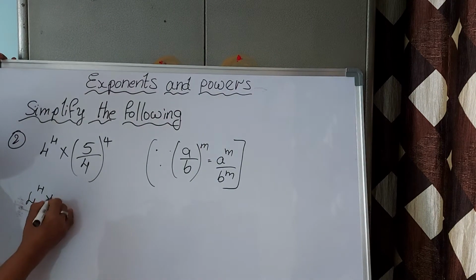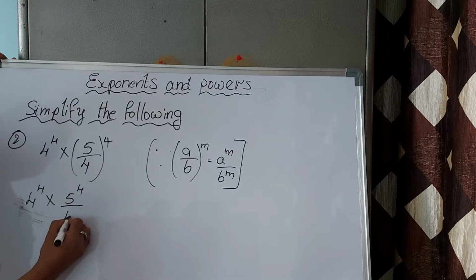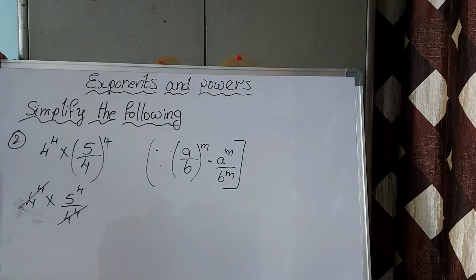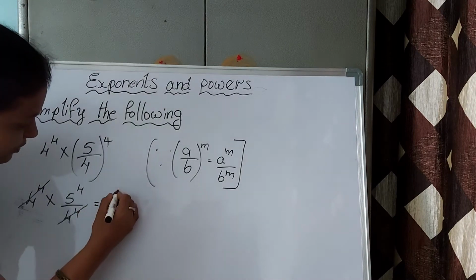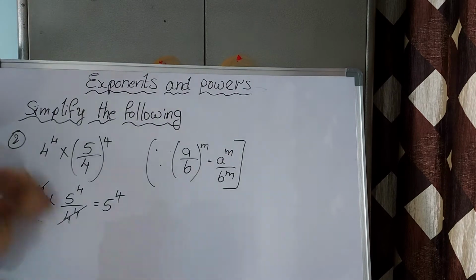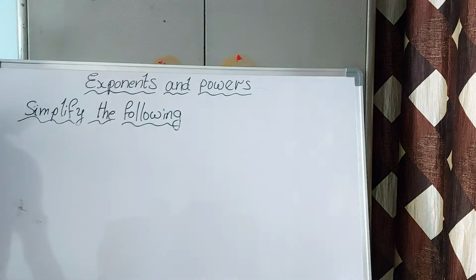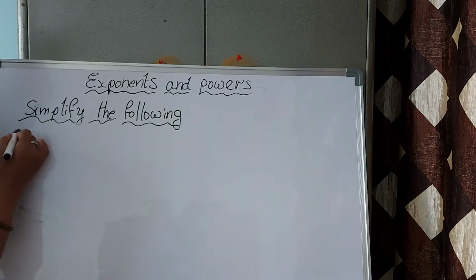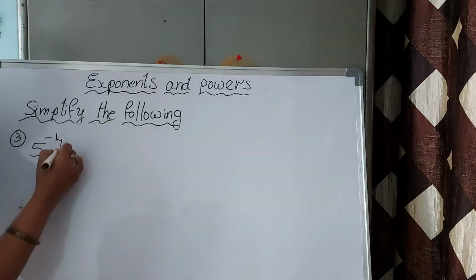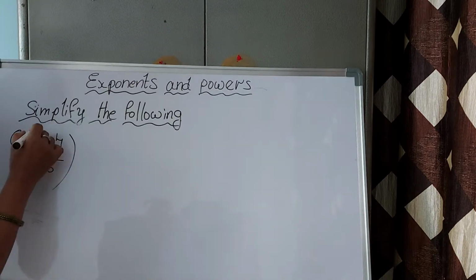4 power 4 into 5 power 4 by 4 power 4. Now 4 power 4 and 4 power 4 get cancelled. The answer is 5 power 4. Next, third one: (5 power minus 4 by 5 power minus 6) whole power into 5 cube.